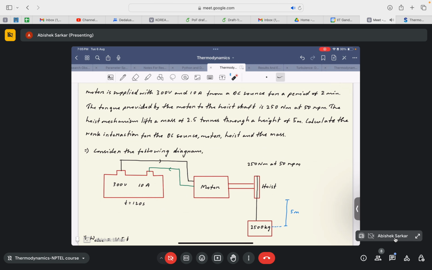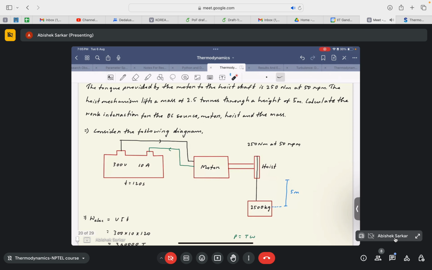Okay, it has a voltage of 300 volt and a current of 10 amperes, and it runs for 120 seconds or 2 minutes. Then the power is supplied to a motor, where the motor rotates the shaft at a torque of 250 Newton meter and angular velocity of 50 rounds per minute. Then this hoist mechanism is used to lift the weight to a height of 5 meters.